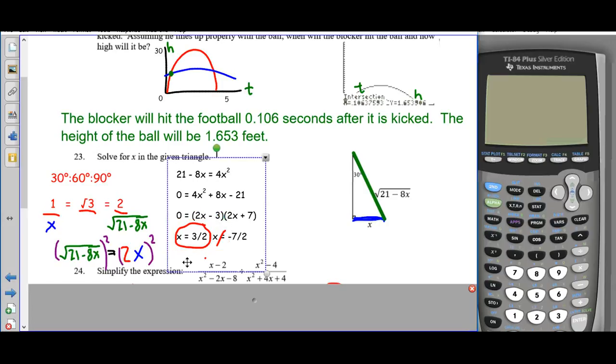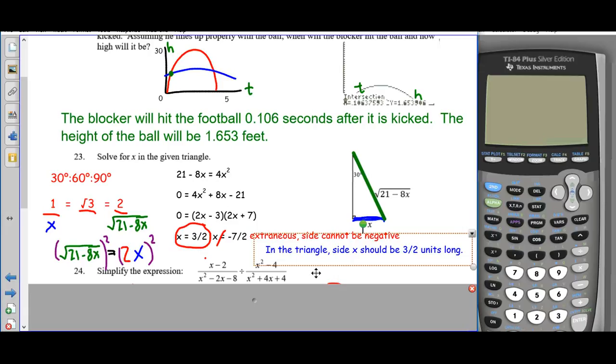When I plug in, I get that 3 halves would work because x can be a positive 3 halves. If I plug in 3 halves over here, I still have a nice side length that's appropriate. It's the square root of a real number. Whereas if I tried to plug in x equals negative 7 halves, that would give me a side that's negative, and that means it's extraneous. I can't have a negative side in my answer. So my final answer in the triangle, side x should be 3 halves, or you could say 1.5 units long.